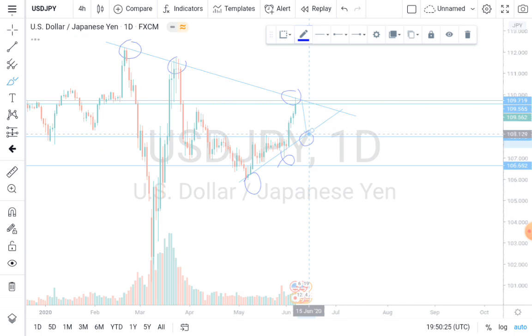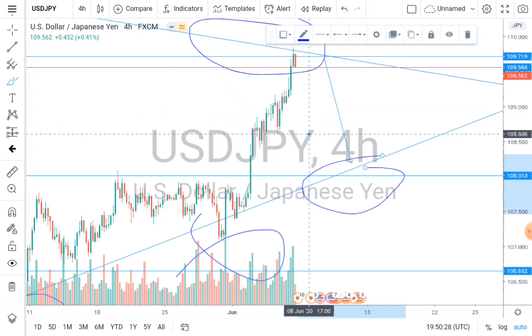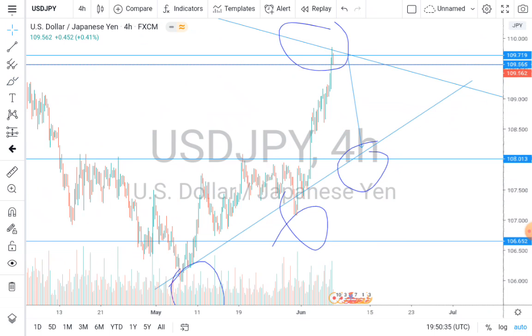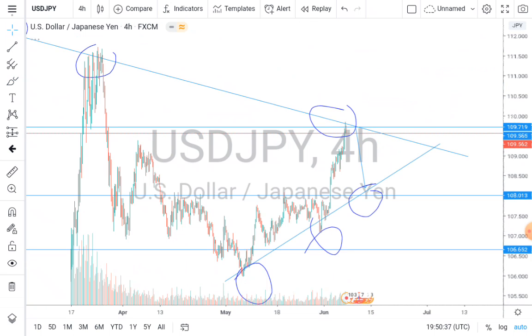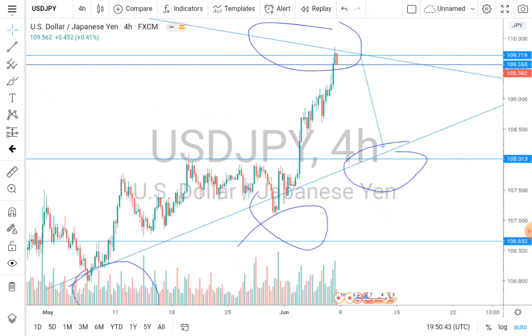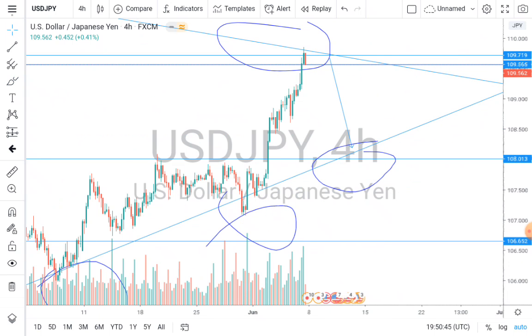Let's see H4. How is this? Look at that. So the price is actually respecting this level, guys, this support level, and also at that resistance level. So it's actually just going to trend in a symmetrical triangle and bounce over there.